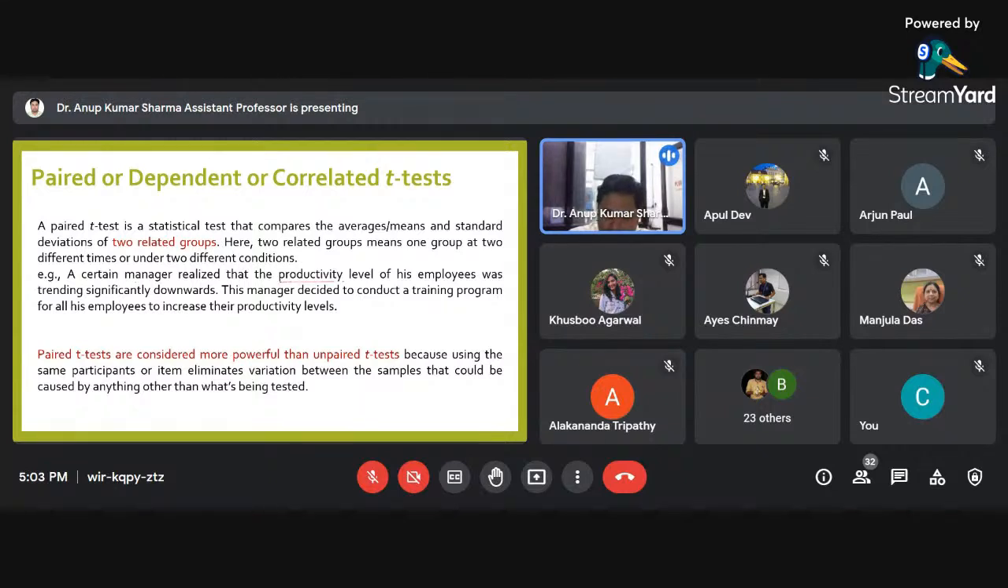The productivity level of his employees: a manager wants to improve the productivity of his employees. The current situation is not bad, but he decided to conduct a training program for all his employees to increase their productivity. So we check, because here the data is dependent: the same persons, but we are applying training. So this is paired data, dependent data.